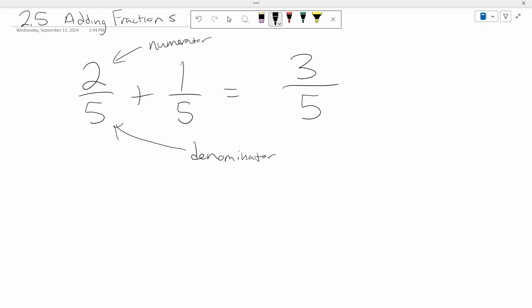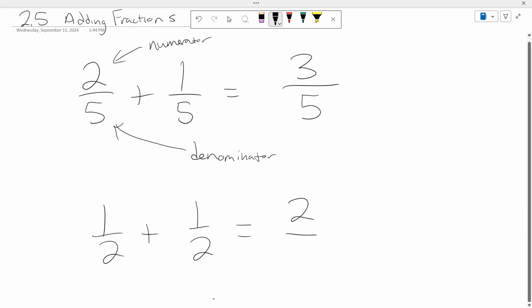So, if we have 1/2 plus 1/2, what's 1/2 plus 1/2? 1 plus 1 is 2. So you get 2 over 2. You can simplify. If there's a chance to simplify, we simplify, and they go down to 1.